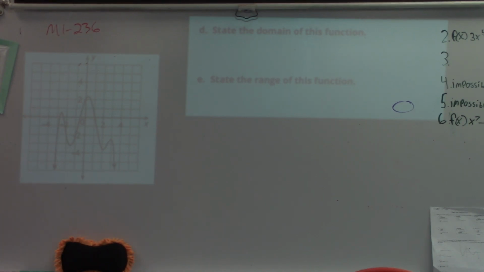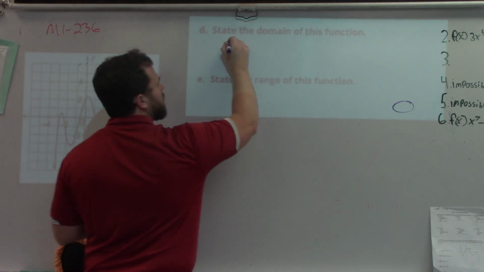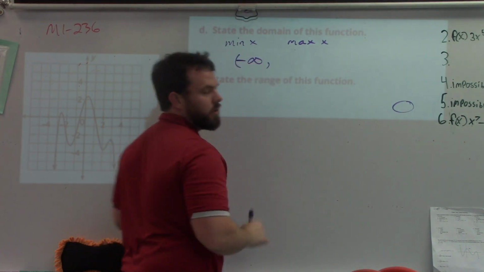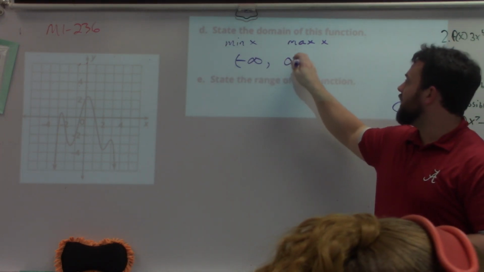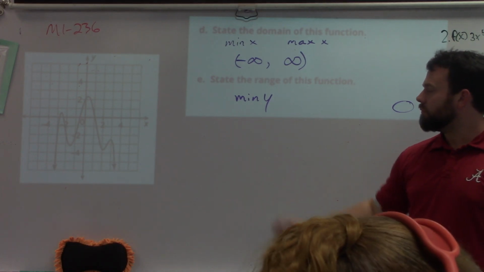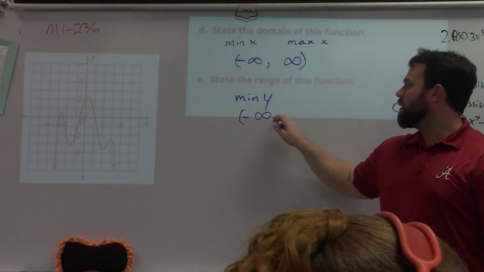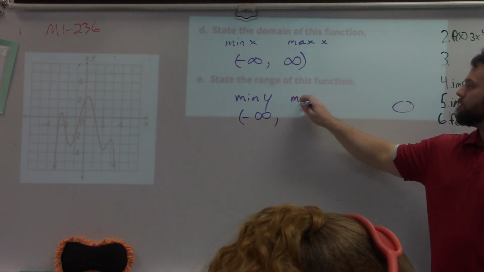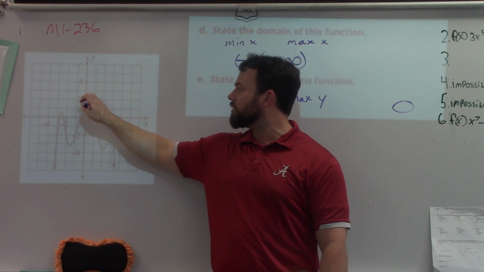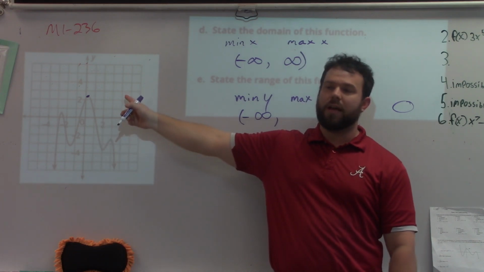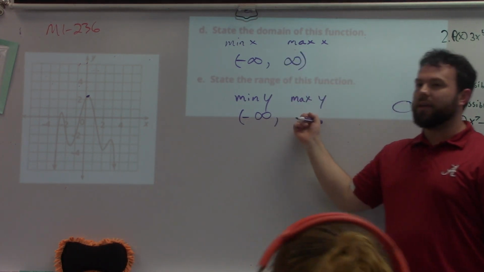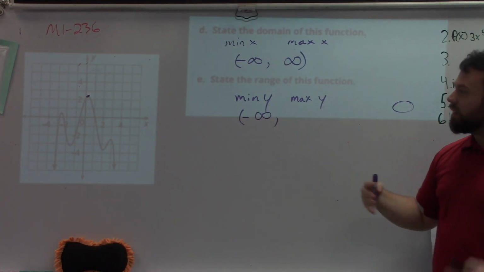So, page 237. What's my minimum X? Negative infinity. What's my maximum X? Positive infinity. Okay, so there's my minimum and maximum X. Now, the range. What's my minimum Y? Negative what? Negative infinity. Okay. What's my maximum Y? Positive infinity. I would say, notice it doesn't go up forever. This is the highest Y value of the entire graph. So what am I going to call that maximum? Relative and absolute maximum. So what's my maximum Y? 2.2, 2.25. I'm good with any of that.